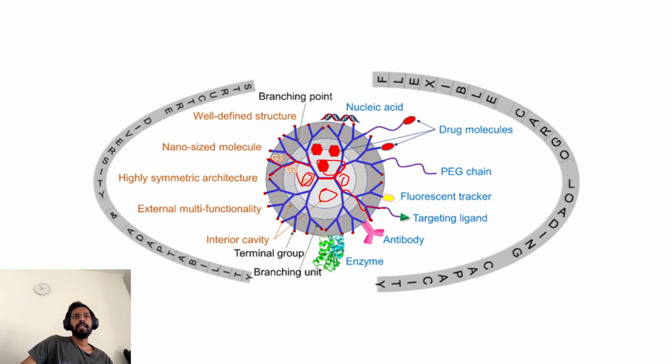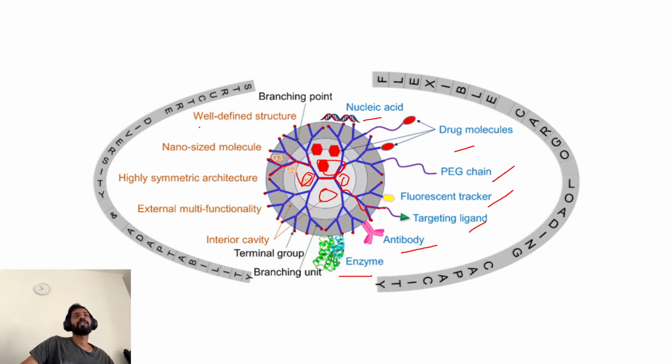And if you can see the periphery of the dendrimer, it's a lot of branch structures and you can load several things to it. So you can load enzymes, antibodies, targeting ligands, fluorescent trackers, PEG, drug molecules, nucleic acids. So many of these you can load onto these branching structures at the periphery. So it's a lot more packed and a lot more dense at the periphery.